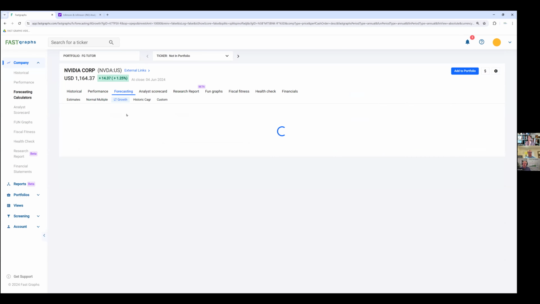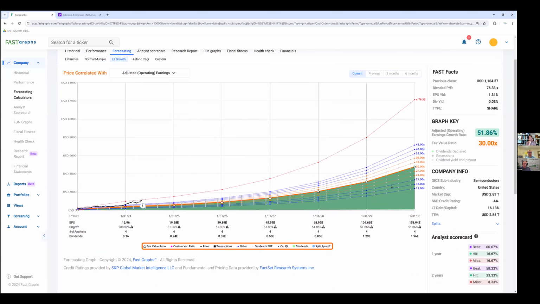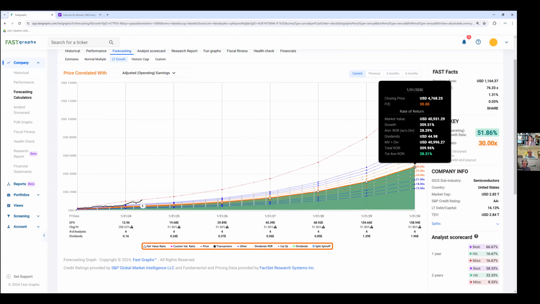Now, if I look at long-term growth, the analysts expect this company to grow earnings at 51% compounded. That's a huge, almost unbelievable number. But I've said this many times in videos: you can't overpay for a powerful growth stock if it delivers you the growth. Okay. And here you would earn 28% a year.